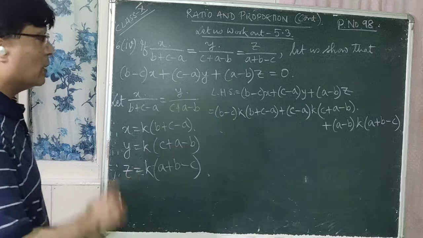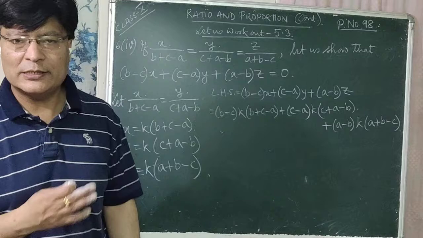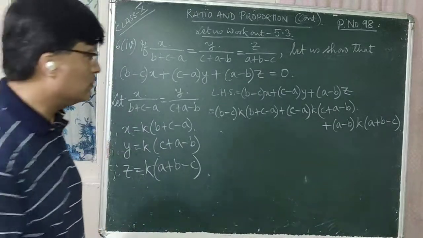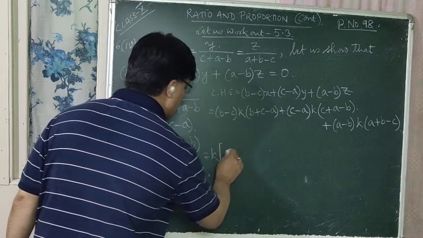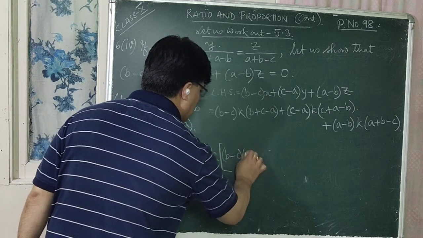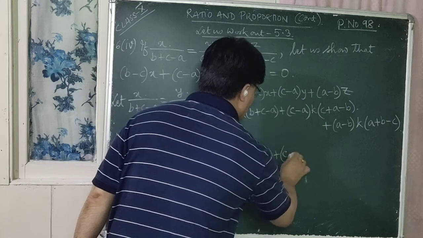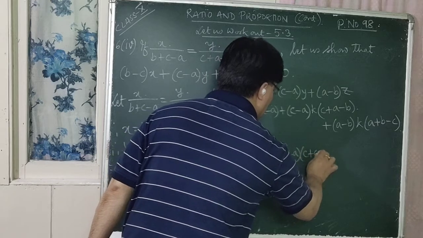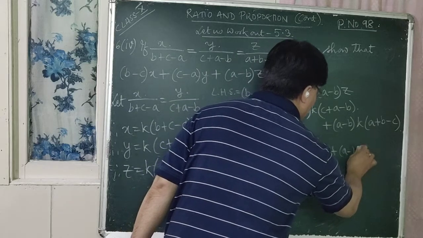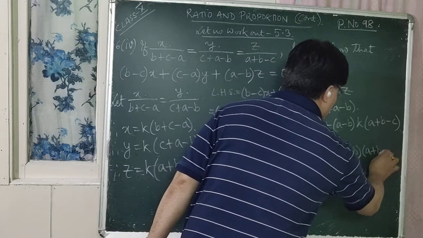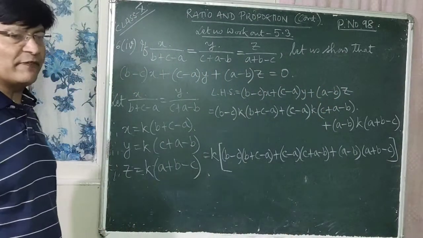Okay? So let's simplify it further. You can take common from all these terms, isn't it? From the whole term, you can take k common. So k is taken common. So within the third bracket, what do we get? b minus c into b plus c minus a plus next c minus a into c plus a minus b plus, what is the last term? It is a minus b into a plus b minus c. Third bracket is closed. So let's simplify it further.